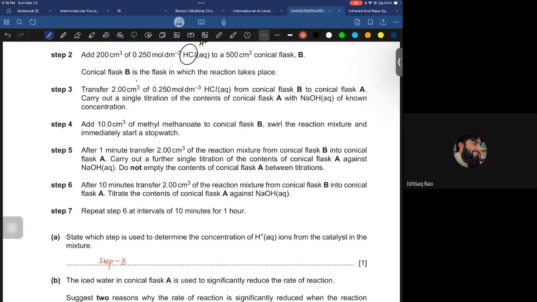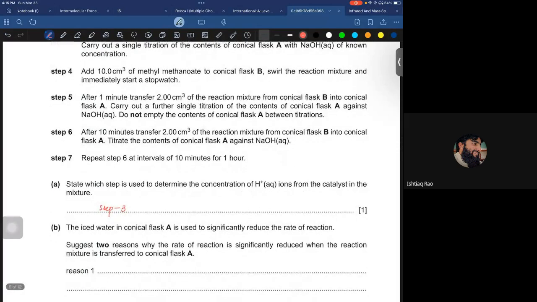Then they are saying the iced water in conical flask A is used to significantly reduce the rate of reaction. Whenever you want to stop your reaction, you are supposed to decrease the temperature. When you decrease the temperature, you are going to decrease the kinetic energy of the particles. Of course, there would be fewer collisions, so the rate of reaction would decrease.